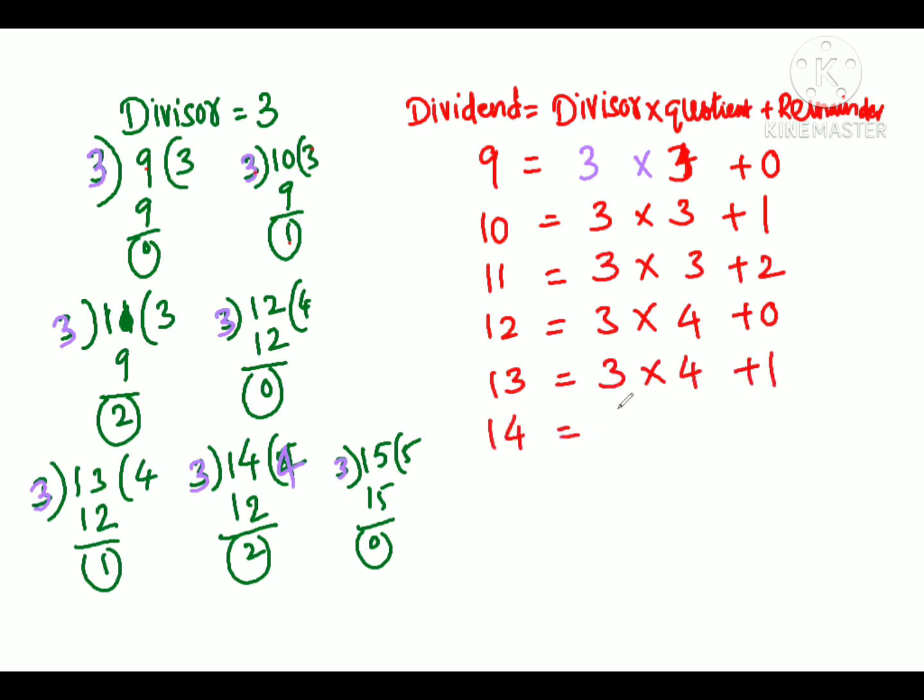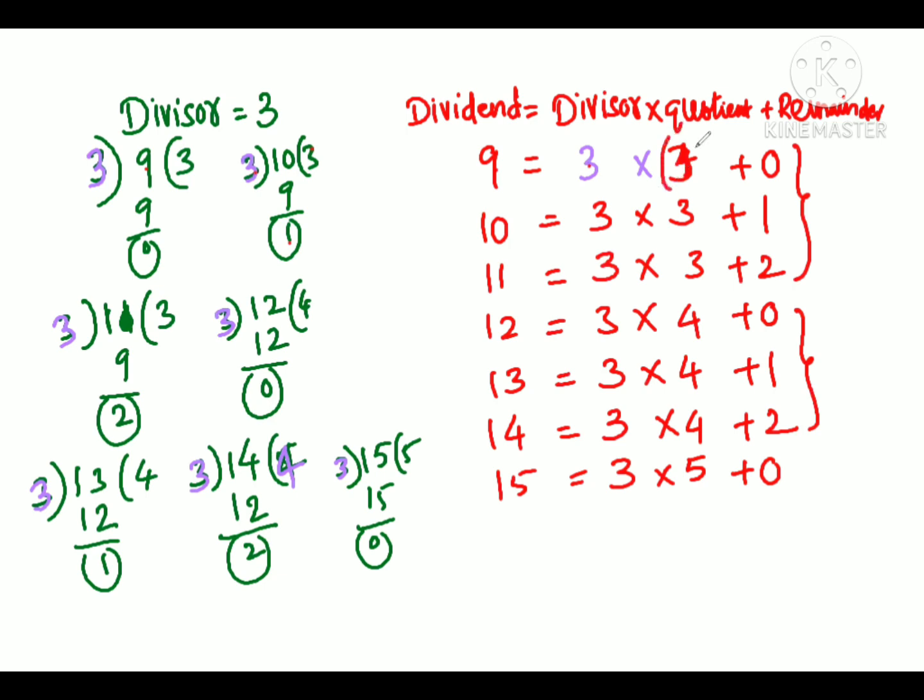14: 3 fours are 12 plus 2. 15: 3 fives are 15 plus 0. If we observe all these examples, if a number is divisible by 3, it leaves remainder 0, 1, 2, 0, 1, 2 like this. So there exist numbers Q and R satisfying A is equal to BQ plus R. Here 3 is the divisor, these are quotients and remainders.